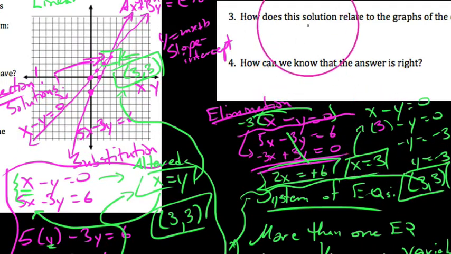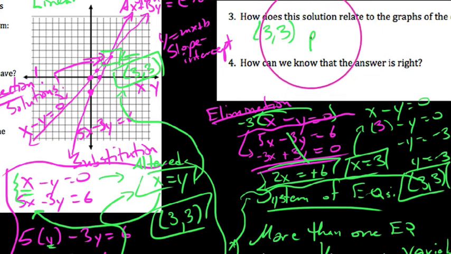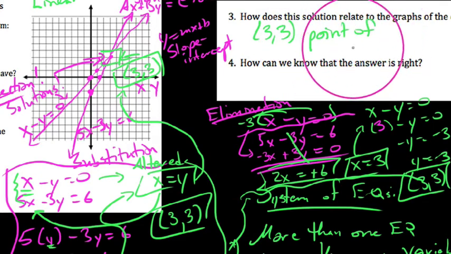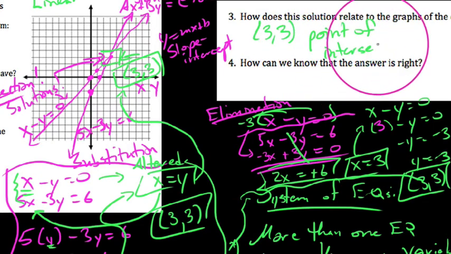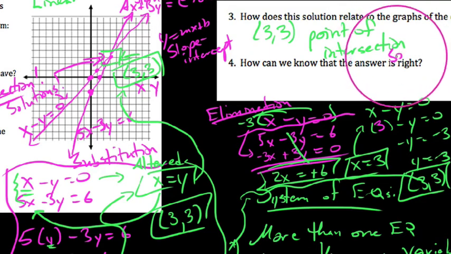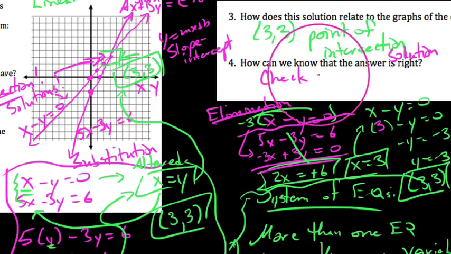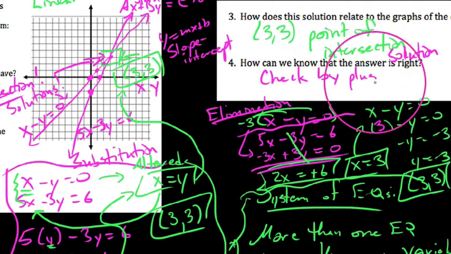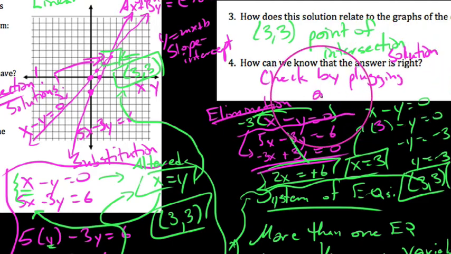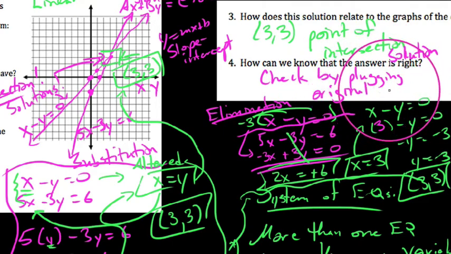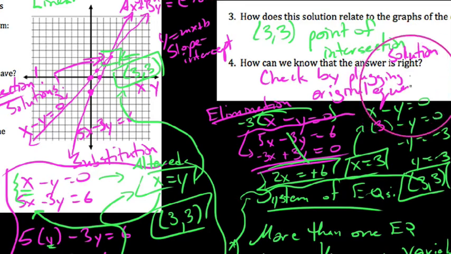So how did the solution relate to the graphs? Well, the point (3, 3) is the point of intersection, and in other words, it is a solution to every equation in the system. How do we know this answer is right? We can check by plugging back into the original equations. So this is how we refer to a system and how we solve them.